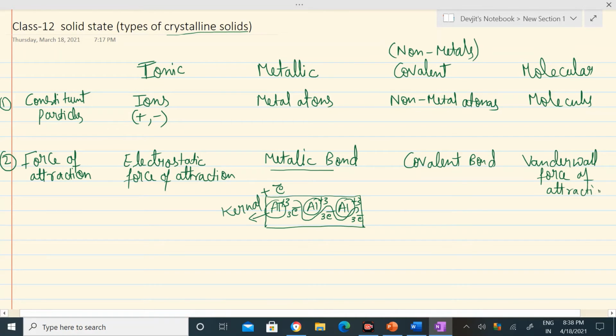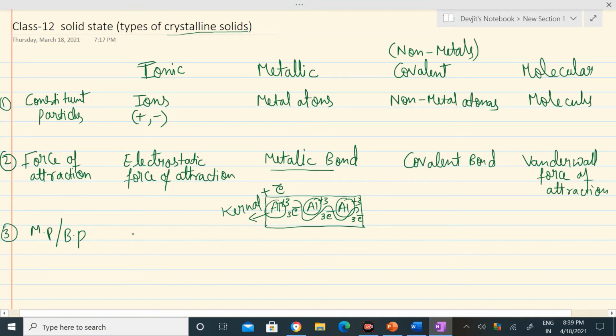Van der Waals force of attraction has many categories: dipole-dipole interaction, London dispersion force, dipole-induced dipole interaction. I am going to discuss that when I show a tabular difference between all these solids from NCERT. Right now I am just giving a preview, a simple small idea. Again, I will explain it. Next is the third property, melting point and boiling point. Ionic solids have very strong electrostatic force of attraction.